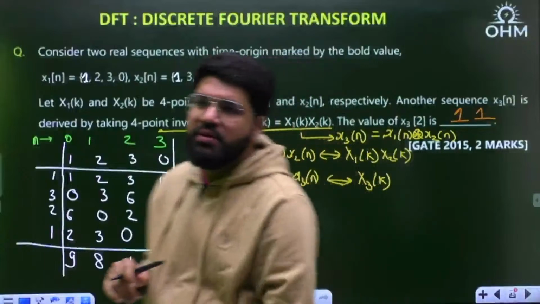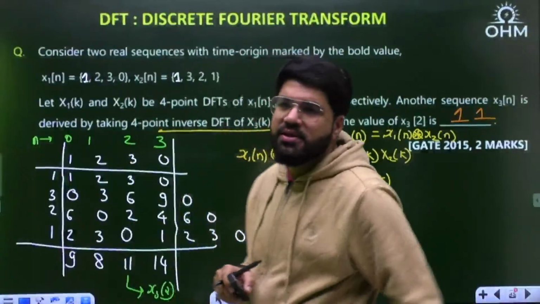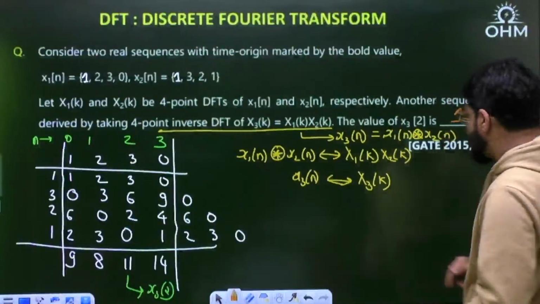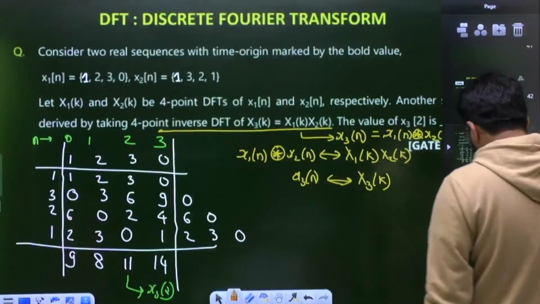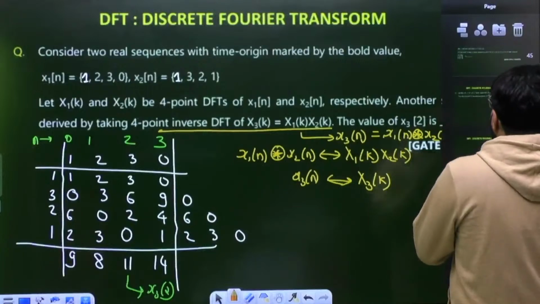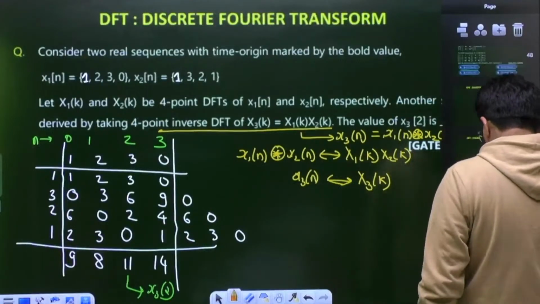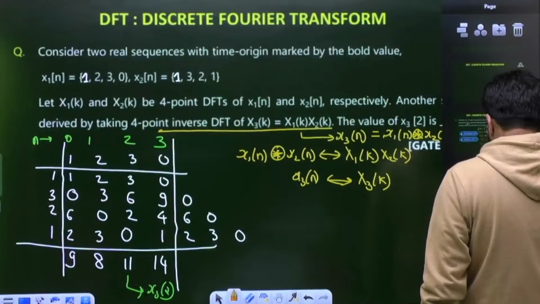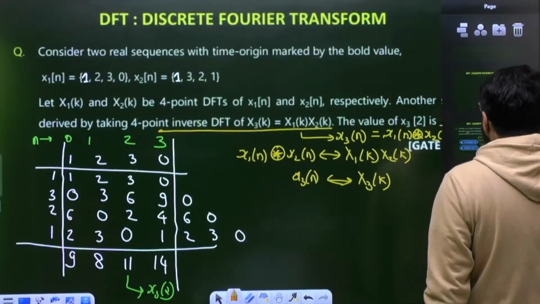Answer is 11. Correct. Yes, Shiva Prasad. Correct answer 11. Yes, Varun, it was a circular convolution. Okay. So if that is clear to you, I hope you will be able to deal with a lot of variety of questions.